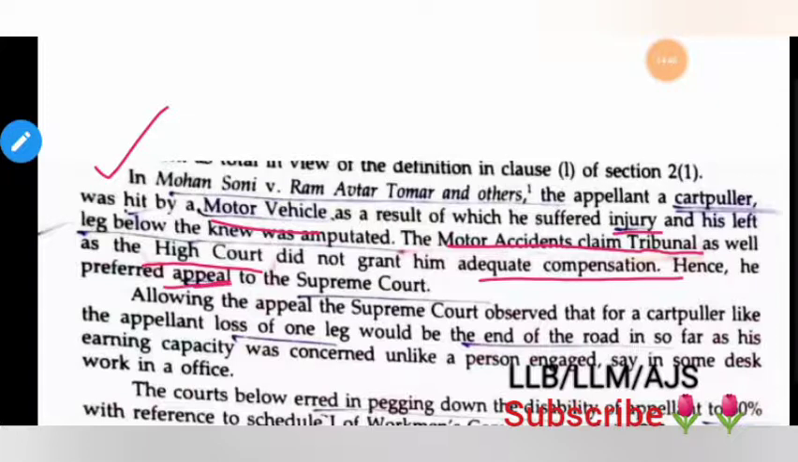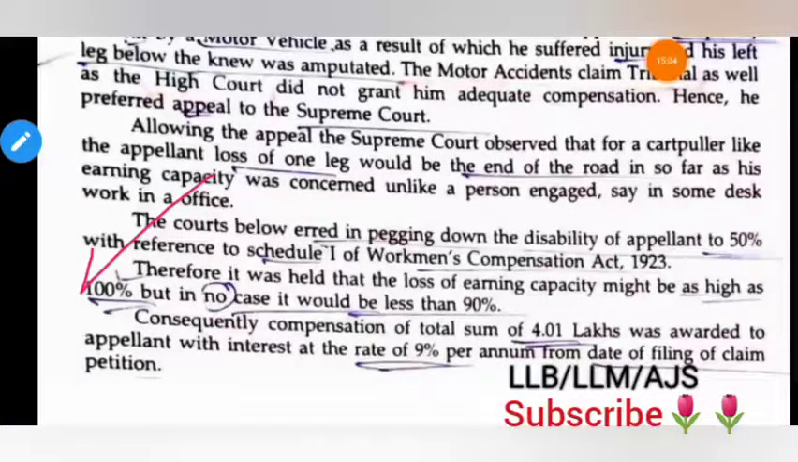Allowing the appeal, the Supreme Court observed that for a carpenter like the appellant, loss of one leg will be the end of the road insofar as his earning capacity was concerned, unlike a person engaged, say, in some desk work in an office. The court below erred in pegging down the disability of the appellant to 50% with reference to Schedule 1 of the Workmen's Compensation Act 1923. Therefore, it was held that the loss of earning capacity might be as high as 100%, but in no case will it be less than 90%.